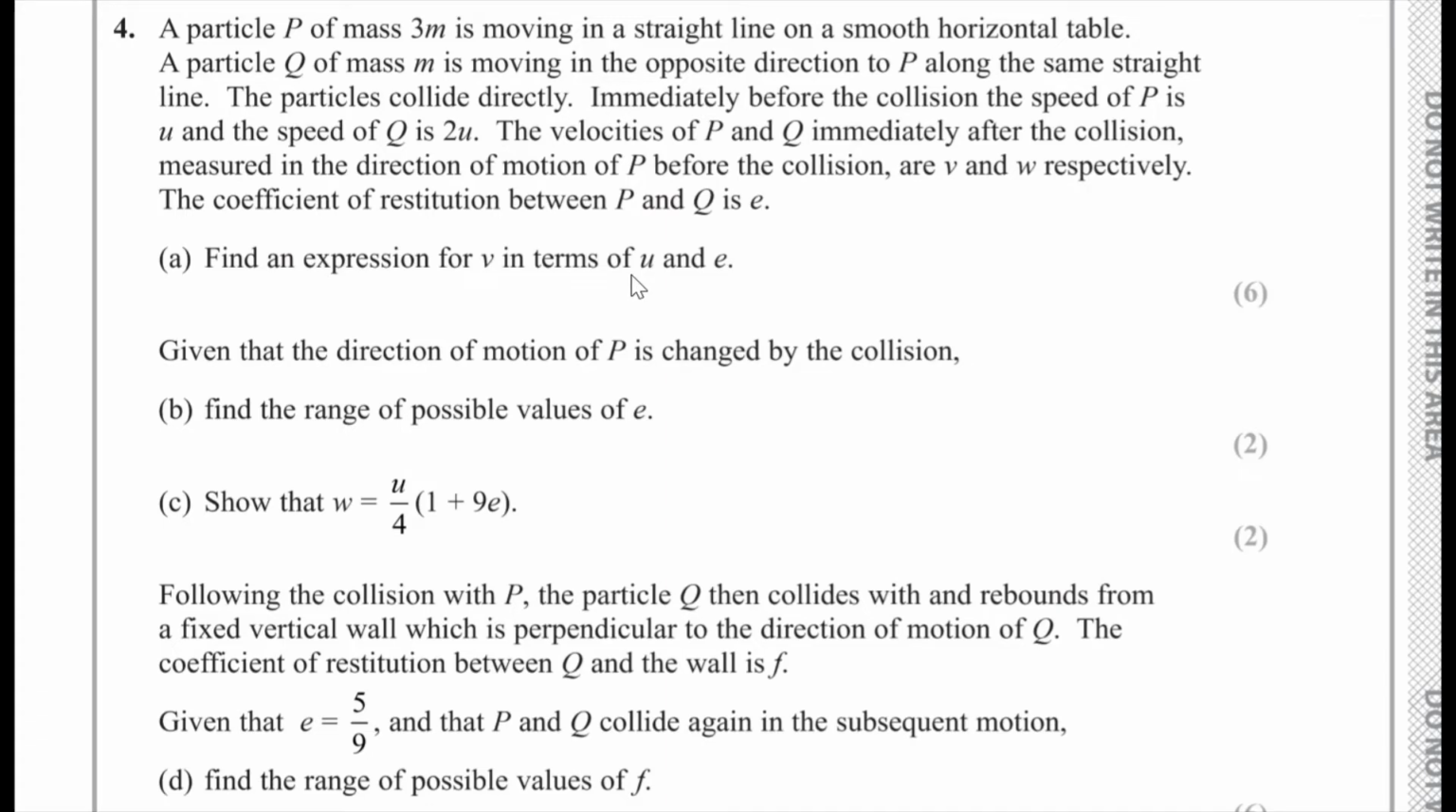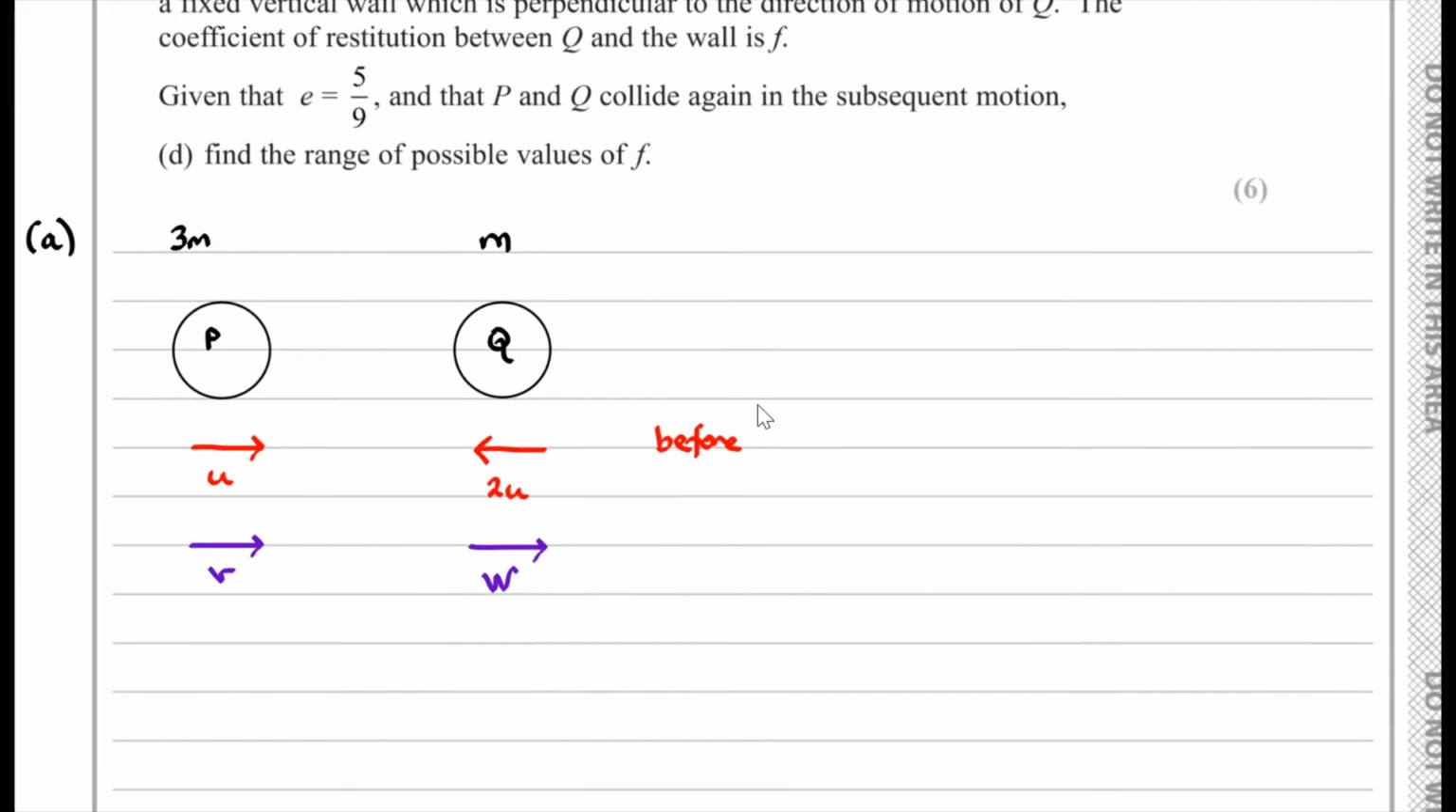So, for this question, I've drawn out the situation. We've got P and Q. Before, we have speeds of u and 2u in this direction, and that's before the collision. And after the collision, we have v and w, and notice the direction of the arrows. Now, we begin with this question by considering the conservation of momentum. Let's just write that down.